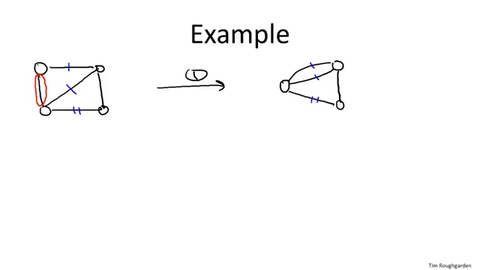So now we proceed to the second iteration of the contraction algorithm, and the same thing happens all over again. We pick an edge uniformly at random. Now there are only 4 edges that remain, each of which is equally likely to be chosen, so a 25% probability.